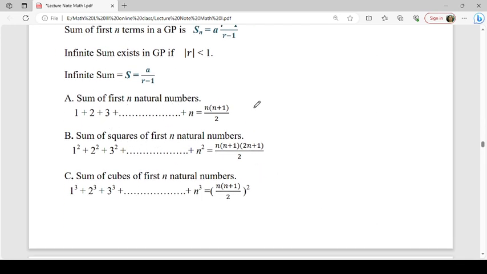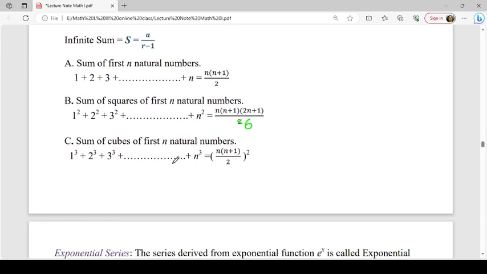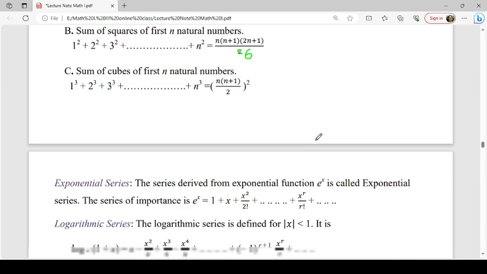Sum of the first n natural numbers is this formula. Sum of squares of the first n natural numbers is this, n into (n plus 1) into (2n plus 1) divided by 6. Then the sum of cubes is this, n into (n plus 1) by 2, whole square. So these are the formulas for the first n natural numbers.